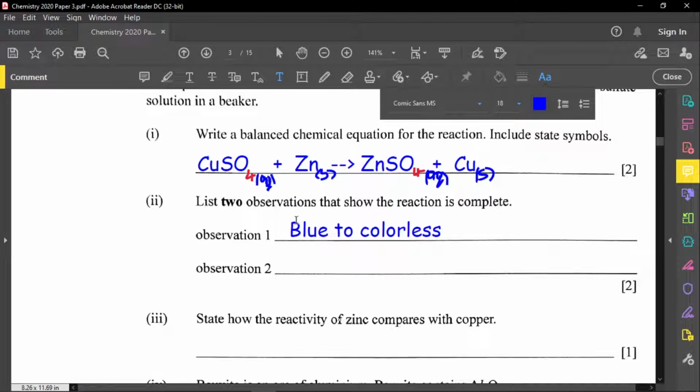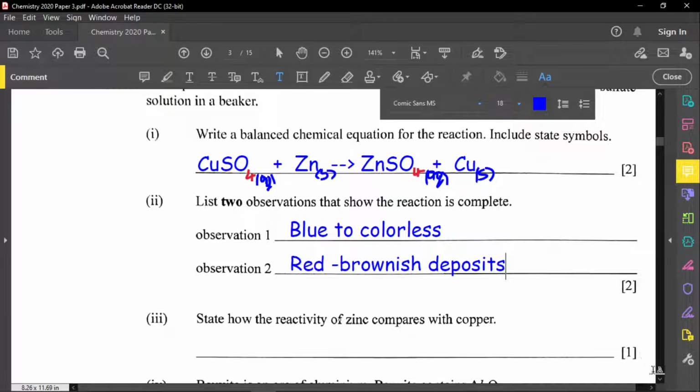Another possible observation is that since copper is formed, you're going to see the copper deposit at the bottom of the solution. It will be a suspension of copper, and so you see copper metal. What you'll see are red to brownish deposits at the bottom of the test tube or the bottom of the beaker, whatever you have the substance reacting in. Those are the 2 main observations that you'll see.